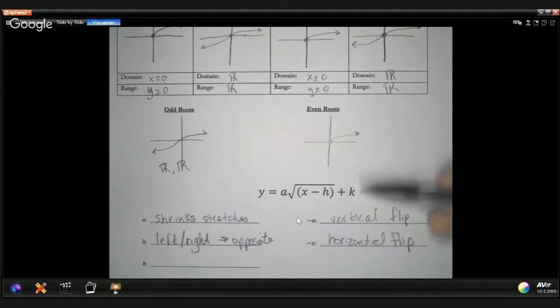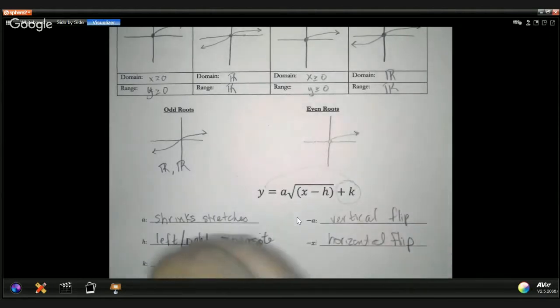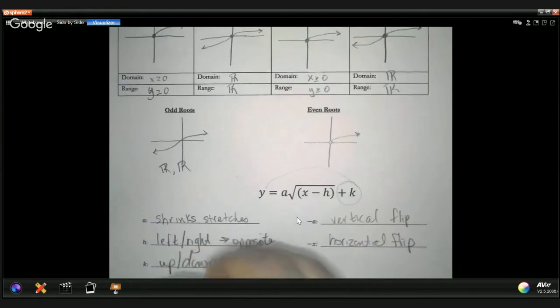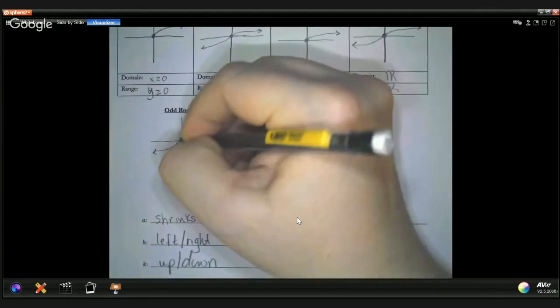And then K, remember K is that outside number that's kind of with the Y, and so this is up or down. So it's just going to make your graph go up or down. And again, it's this point that goes up or down, or it's this point that goes up or down.